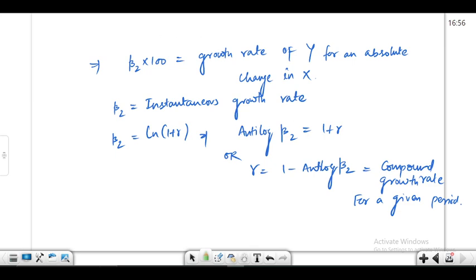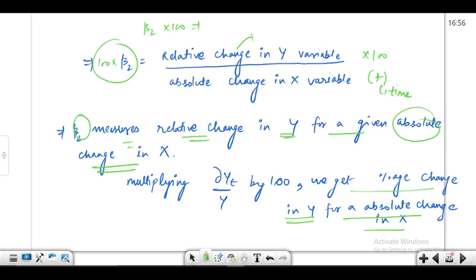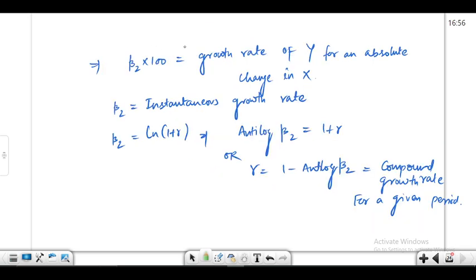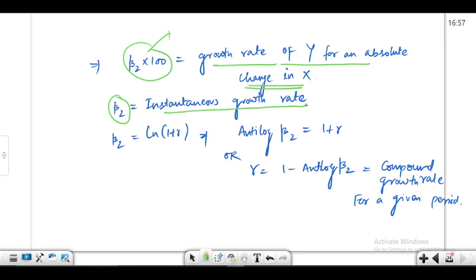Okay, so it's basically talking about the rate of growth of y for an absolute change in x variable. This value beta 2 into 100. Okay. So you'll have to transform your beta 2 variable when you try to interpret the regression equation and the estimators. And if you multiply it by 100, you'll get the growth rate of y variable with respect to the absolute change in x variable. So beta 2 is basically representing your instantaneous rate of growth.